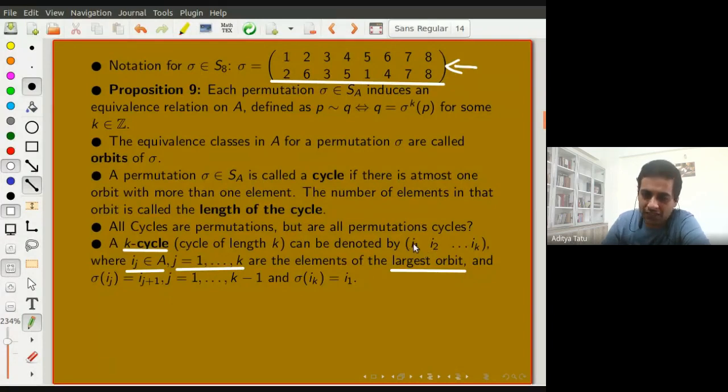And what is so special about writing it this way? I mean, what are these k elements? How are they related? So the relation is given here. If I apply sigma to the first element, I will get the next element. If I apply sigma to the second element, I will get the third element, and so on and so forth. The penultimate element, if I apply sigma on it, I will get the last element, and if I apply sigma on the last element, I will get back the first element.